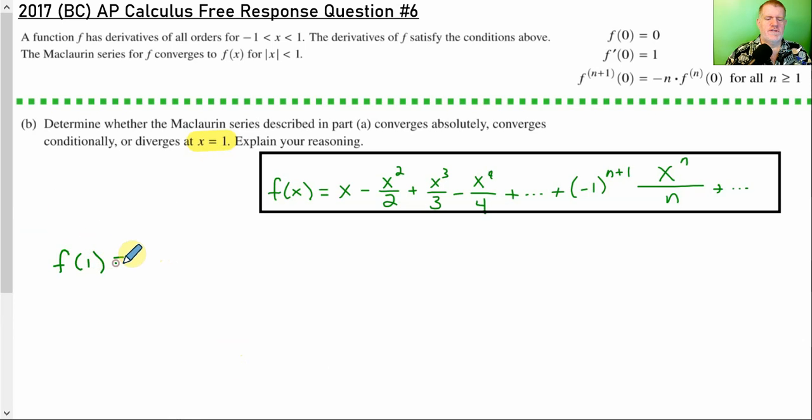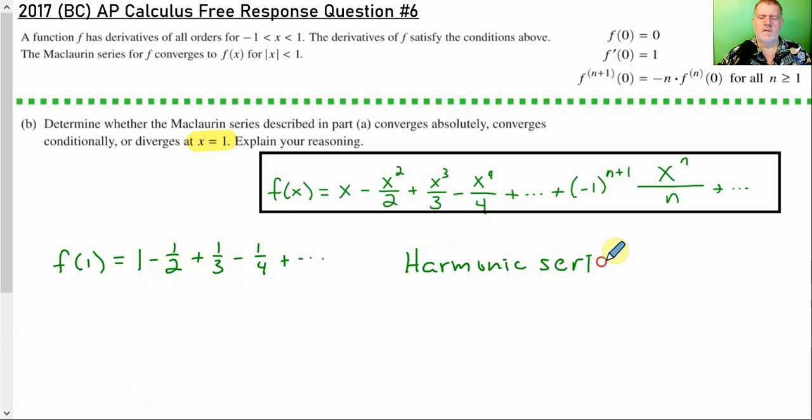So what kind of series will we get if we let x equal 1? We get 1 minus 1 half plus 1 third minus 1 fourth, dot dot dot. Okay, so that is our infinite series. If you notice, that's a harmonic series. It's a p-series with p equals 1. So in general, forgetting the fact that it's alternating right now, it's a harmonic series. This harmonic series diverges. If you remember, a p-series where p equals 1 diverges.